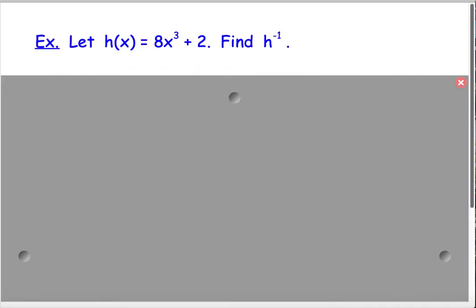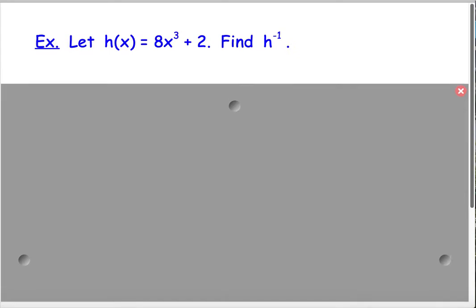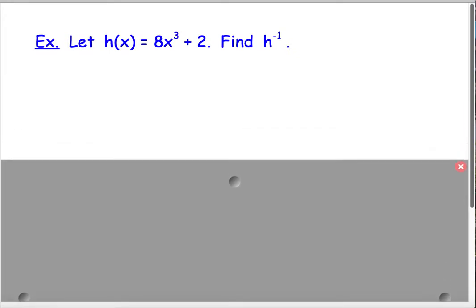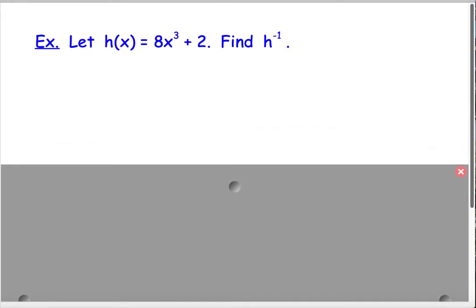All right, we mostly focus on the algebraic when we have a function written like this. So here's a function h of x equals 8x cubed plus 2. Let's find the inverse. So what was step 1? We write it as y equals, and then we switch all the x's and y's, so that becomes x equals 8y cubed plus 2. And then we solve for y.